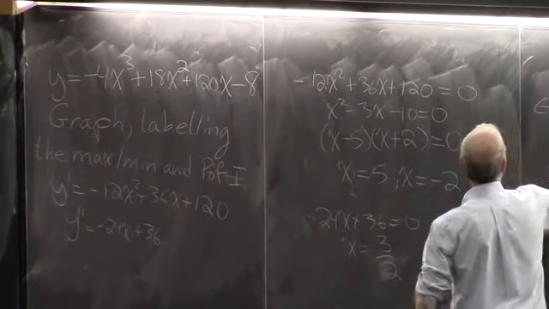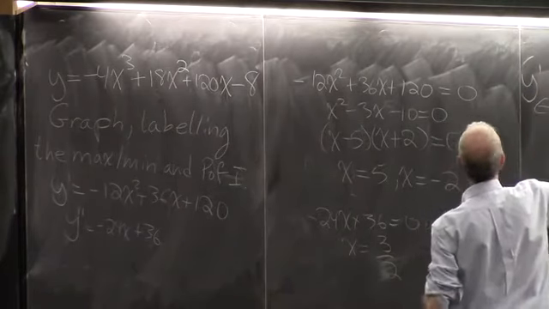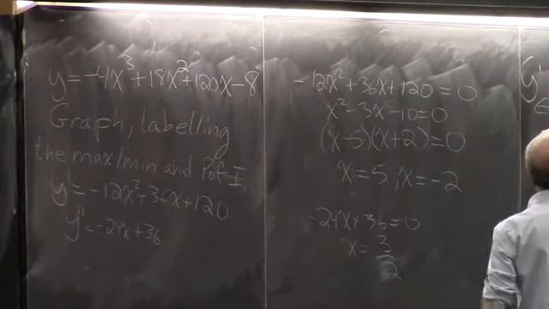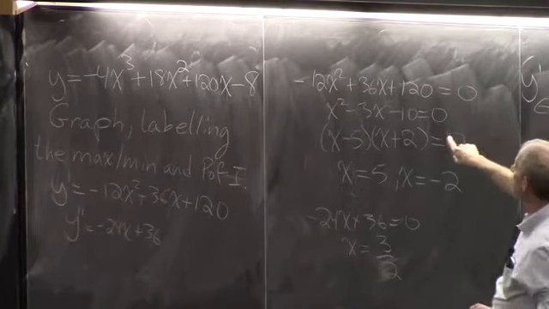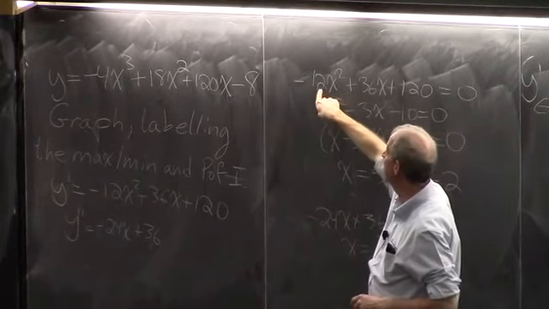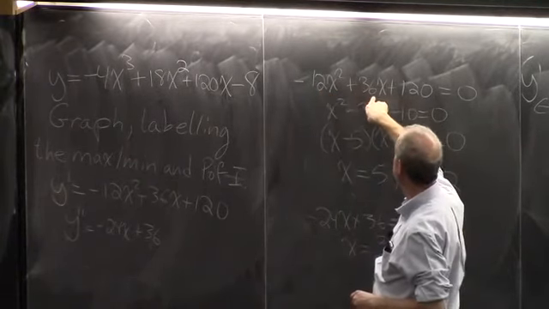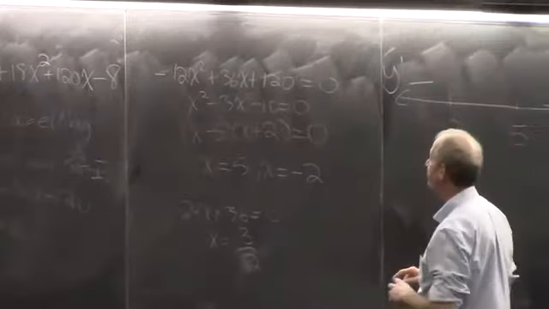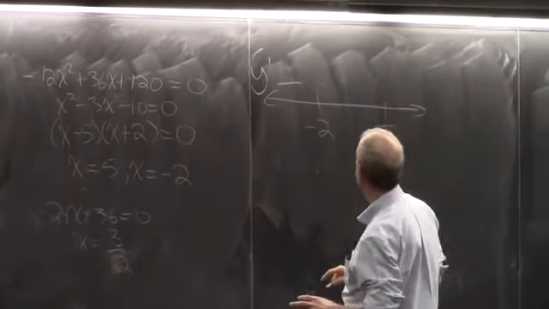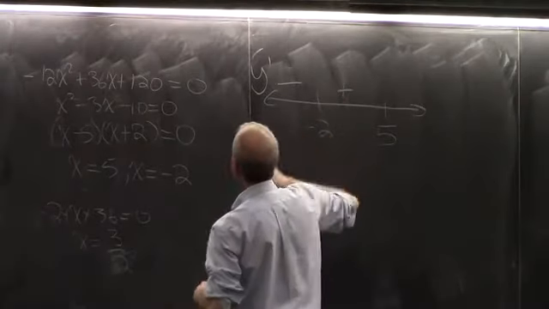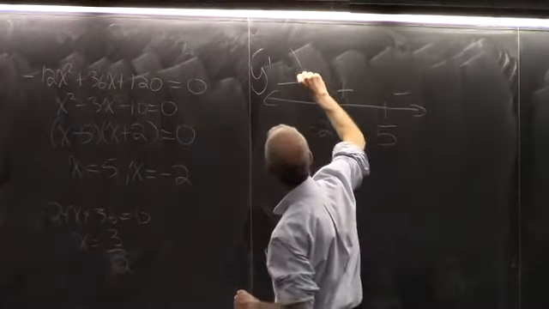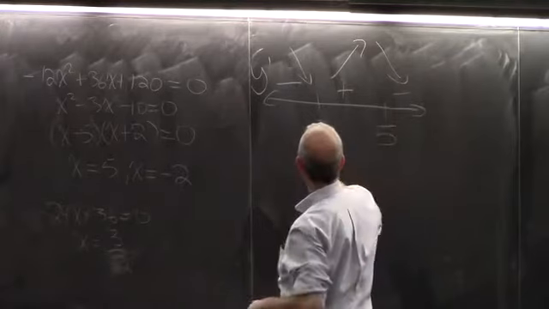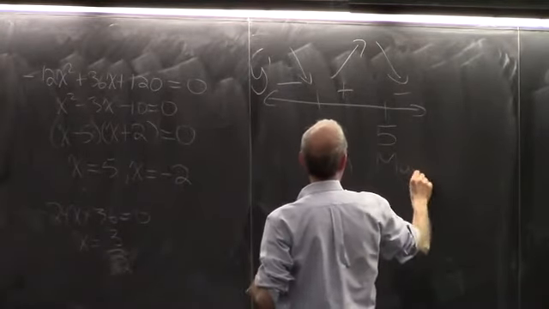Alrighty? Now, let's look at the first derivative and see where it's increasing and where it's decreasing. So you pick some numbers. You pick a number less than negative 2, like negative 3. You plug it into the derivative, and you get negative 108 minus blah, blah, blah. This is going to be negative. You plug in a number like 0, and you get positive. You plug in a number like 6, and you get negative. So your curve is going down, then it's going up, and it's going down. So that's a minimum, that's a maximum.